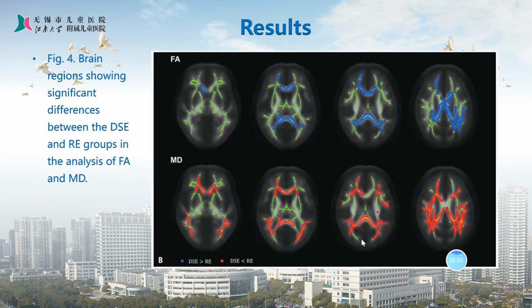The RE group showed significantly lower FA values in the genu, body, and splenium of corpus callosum, right and left corona radiata, left posterior thalamic radiation, and left superior longitudinal fasciculus with TFCE corrected P. Moreover, this group showed significantly higher MD values in the genu, body, and splenium of corpus callosum, right and left corona radiata, posterior thalamic radiation, and inferior and superior longitudinal fasciculus areas, also with TFCE correction.